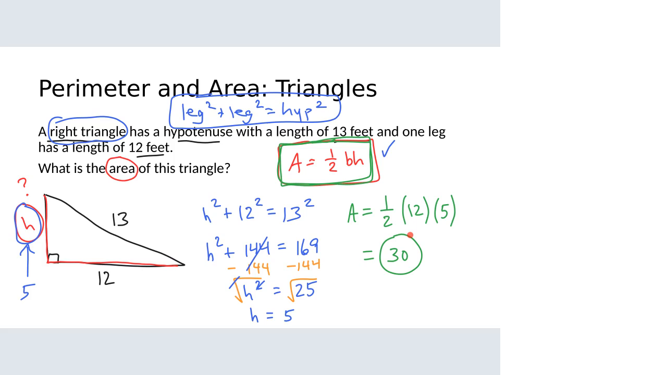We drew a picture. We used the Pythagorean theorem to find the height. Then we used the formula for the area of a triangle to find the area of that particular triangle. Are there any questions about what we did in that question? All right, fantastic. On to a new shape.